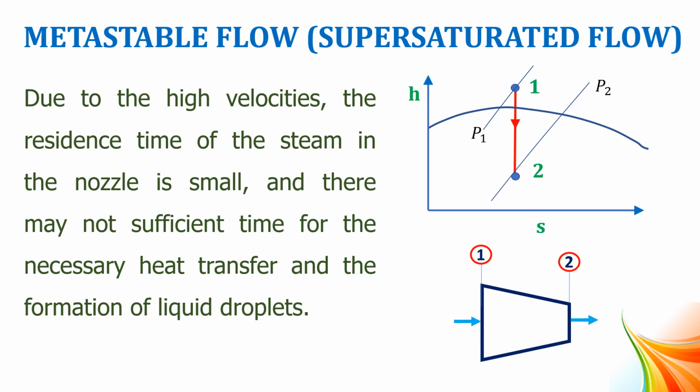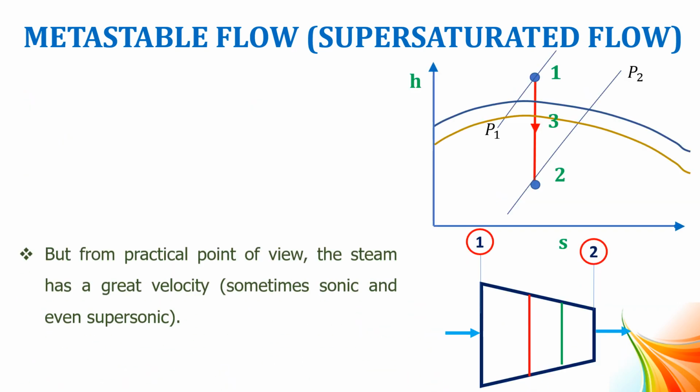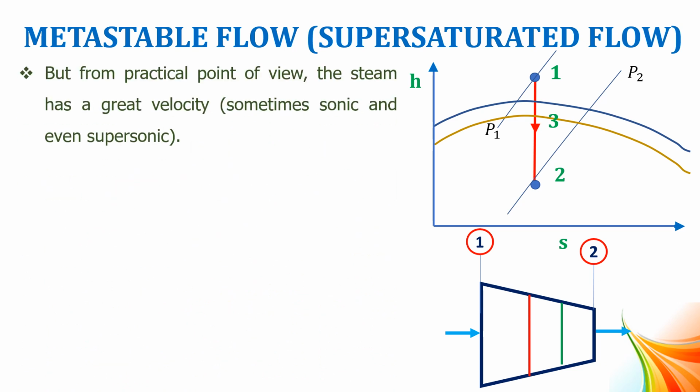The residence time of steam in the nozzle is less. That is because of the high velocity of the steam flow. The residence time in the nozzle is very, very less. So the condensation process will not happen. For that, we have another concept called metastable flow. That is this Wilson line. This line is called the Wilson line.